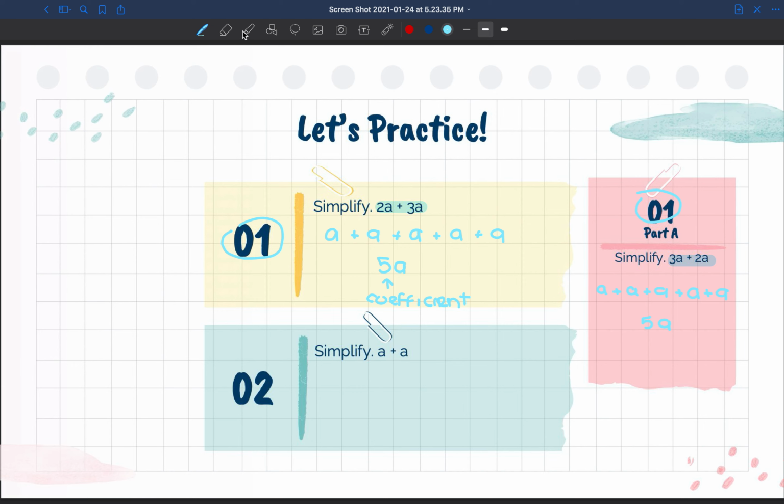Looking at number 2, it says practice a plus a. So we have a plus a. So we have 2 a's, which we can simplify to 2a, which is 2 times a, because we know we have 2 a's.